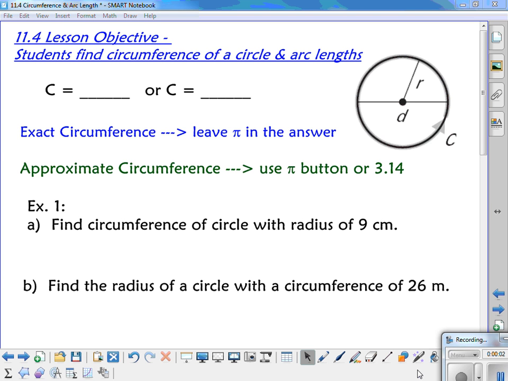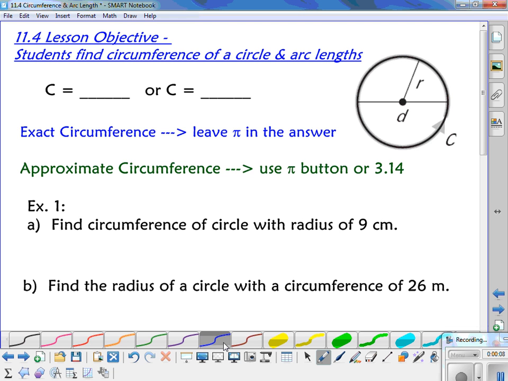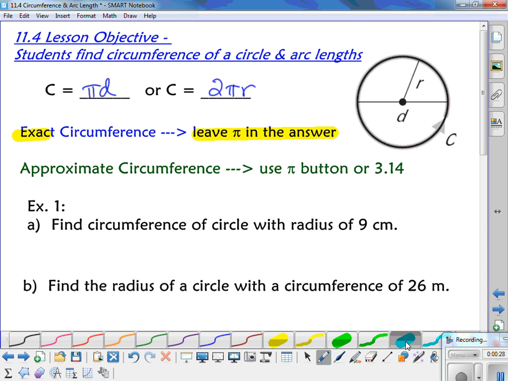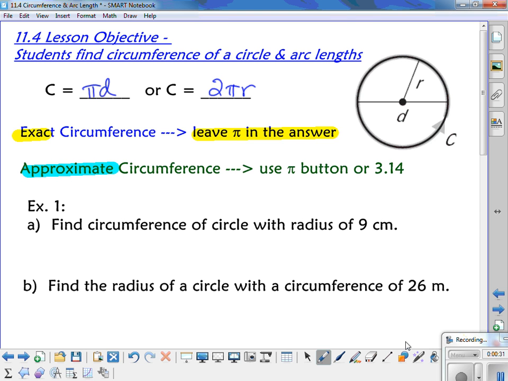The lesson objective of this video: students find circumference of a circle and arc lengths. So this first part should be review. We've already talked about circumference earlier in the year. The circumference of a circle, you have two ways you can find it. You can do pi times the diameter or 2 pi r. Whenever they ask for the exact circumference, that's when we leave pi in the answer. And whenever they want the approximate circumference, then we use the pi button, or 3.14.